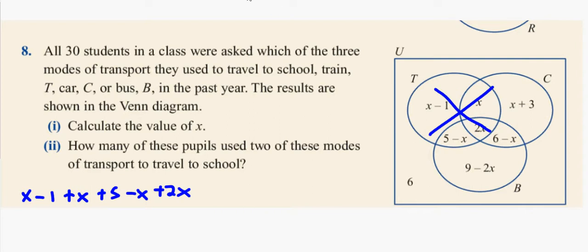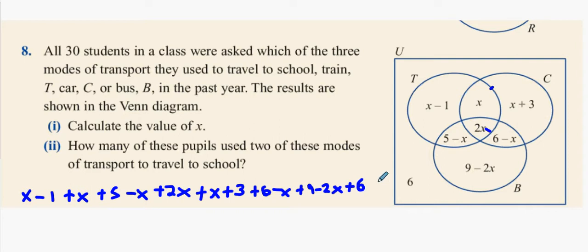Now, what's next then? What are we going for next? The x plus 3. The 6 minus x. And the 9 minus 2x. Have I forgotten anything? The 6 on the outside. And what does all that equal? 30.